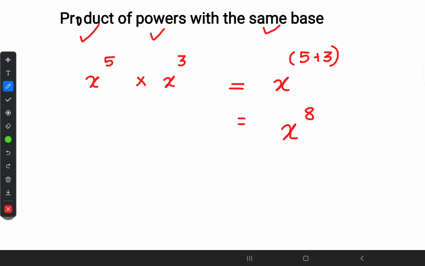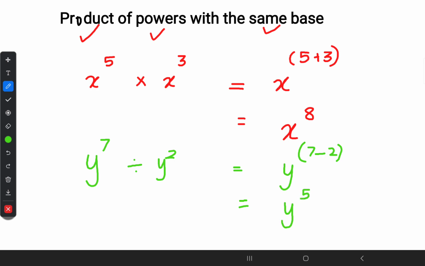In division cases, if I have y power of 7 divided by y power of 2, in this case, same bases divided with each other. In this case, write the same base in your answer. If there is a division in between these same bases, you should subtract their indices. So finally, it will give you y power of 5 as your answer.